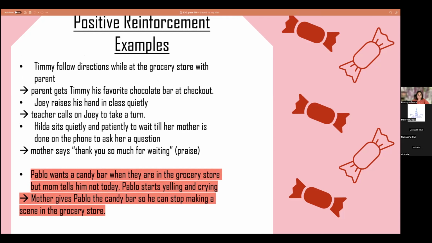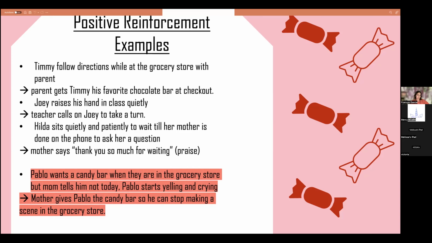He's not grabbing things that he's not supposed to be grabbing. Whatever the rules are that were set for him, he's following, compliant with the directions. And when they left, parent got Timmy his favorite chocolate bar. Positive reinforcement. That would be edible or preferred food.